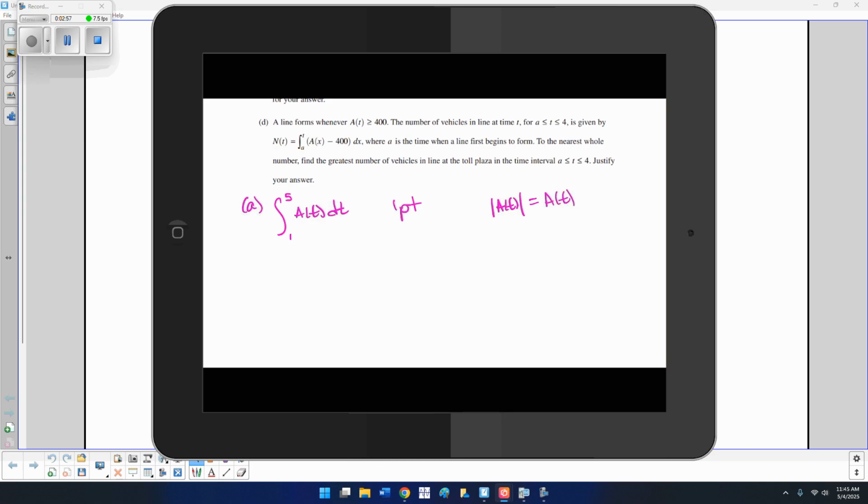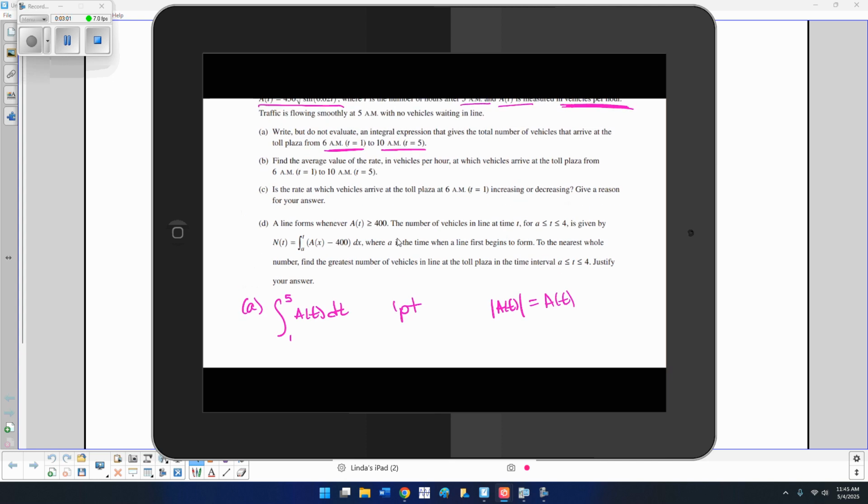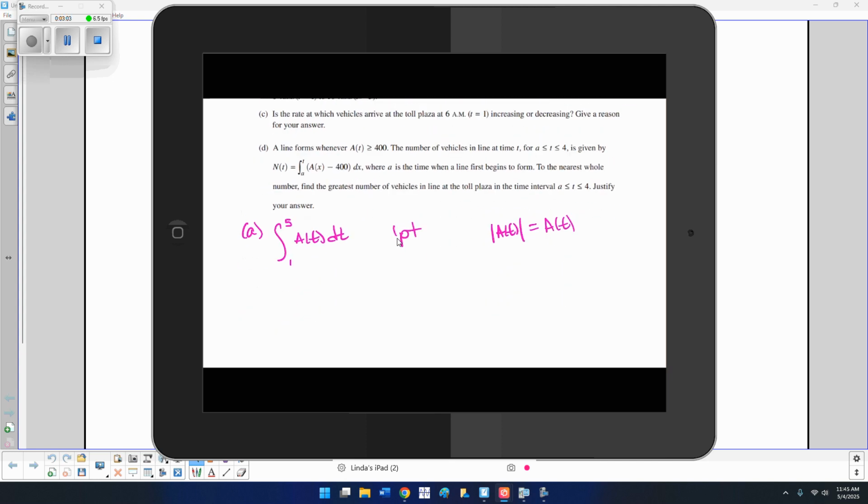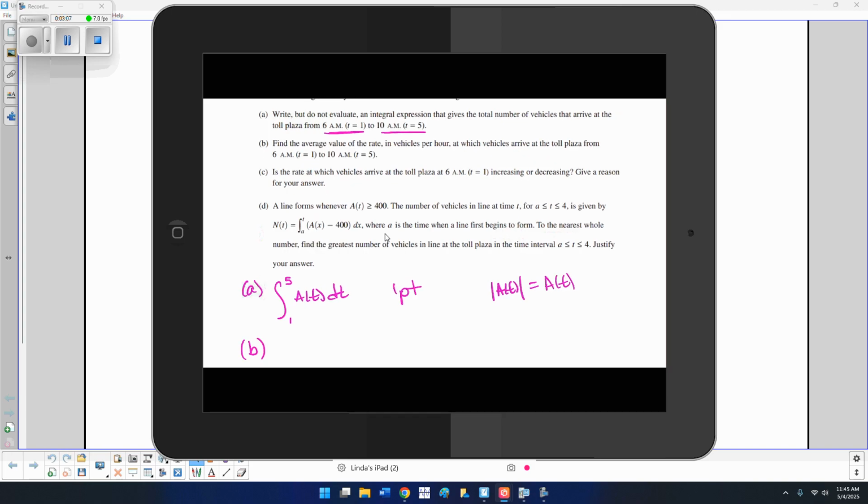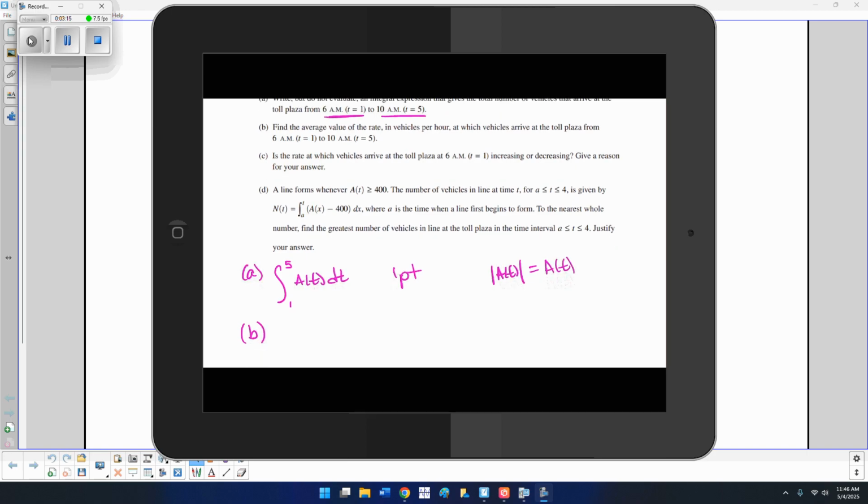All right, so let's move on to another part. B. Find the average value of the rate. Sorry, the cat jumped up in my lap. And no, it's not my cat. So why is it in my house?